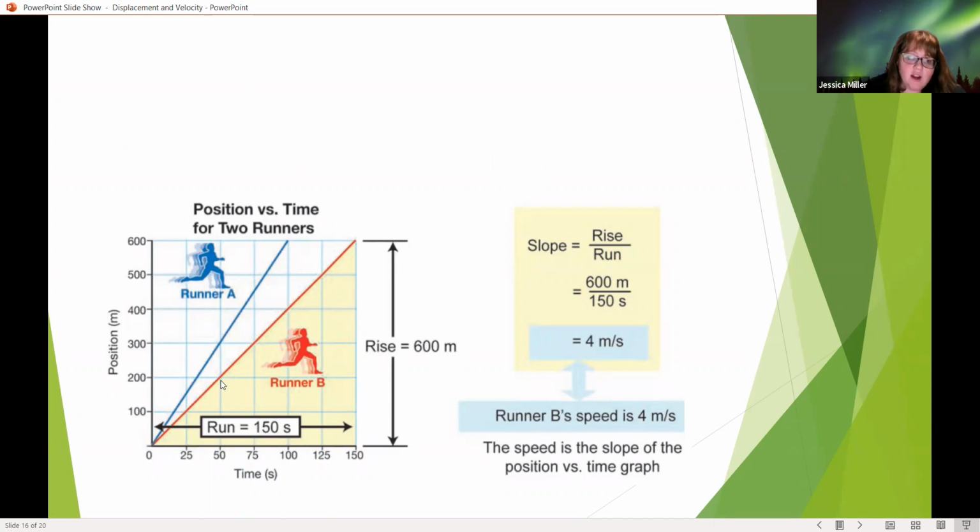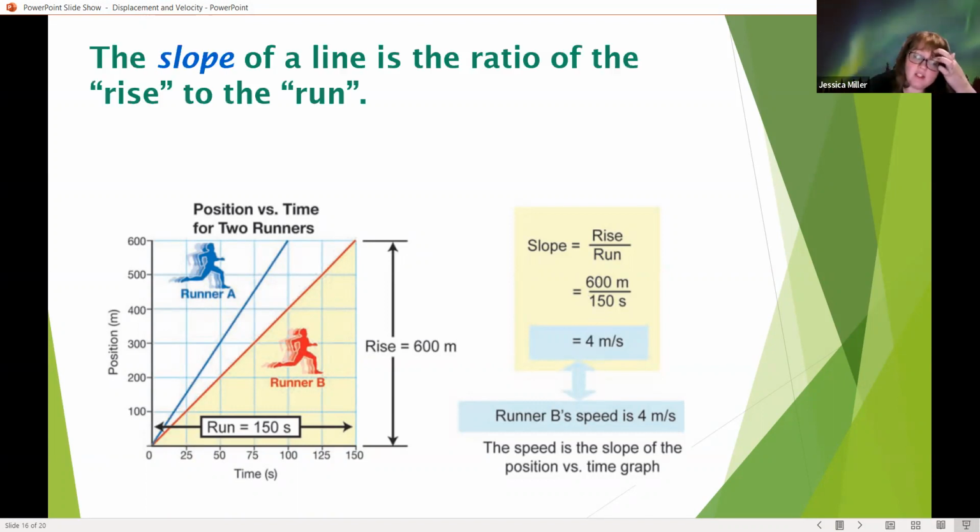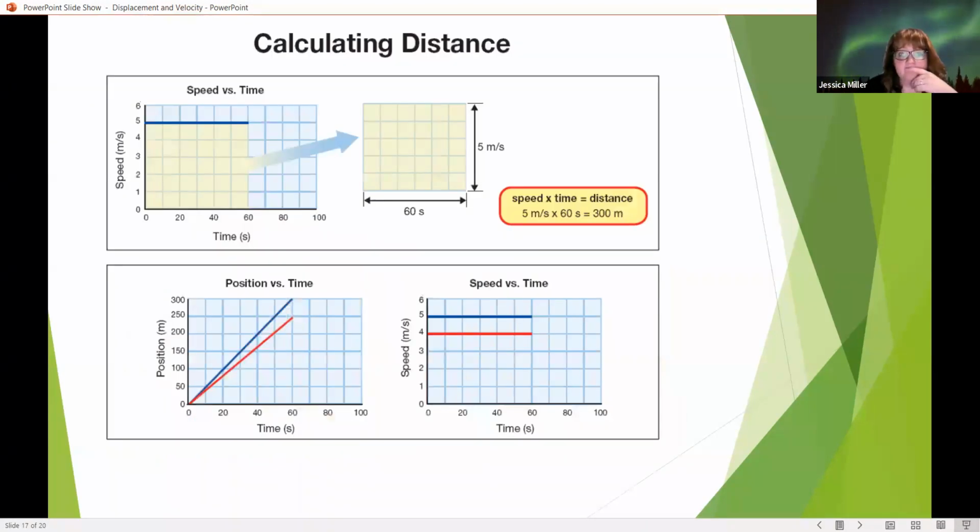We pick 2 points on our graph. I'm going to choose this ending point. So we go 600 meters. Remember, velocity is displacement over time. So we went 600 meters in 150 seconds. When we do that, we get 4 meters per second. We could also say 100 over 25, and we still get 4 meters per second. So that indicates that when it's linear, you have a constant speed. The slope of the line is the ratio of rise over run, and you've looked at that in your math class.